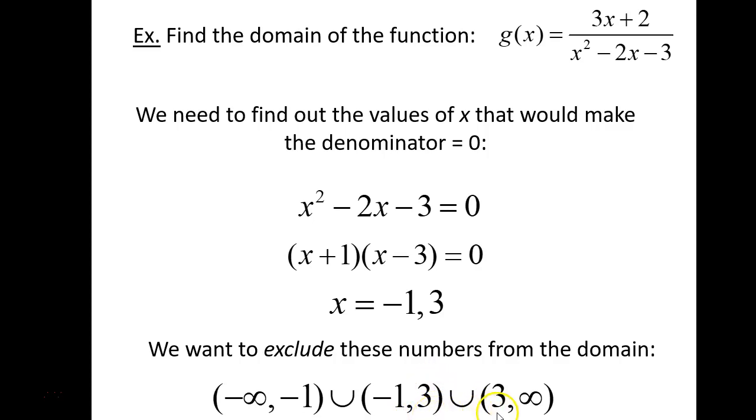And then we're going to pick up on the other side of 3 and go from 3, parenthesis, all the way up to positive infinity. So this tells the reader you're using every number on the number line for your domain except for the -1 and 3, because we use parentheses to designate we want to exclude those from the domain.